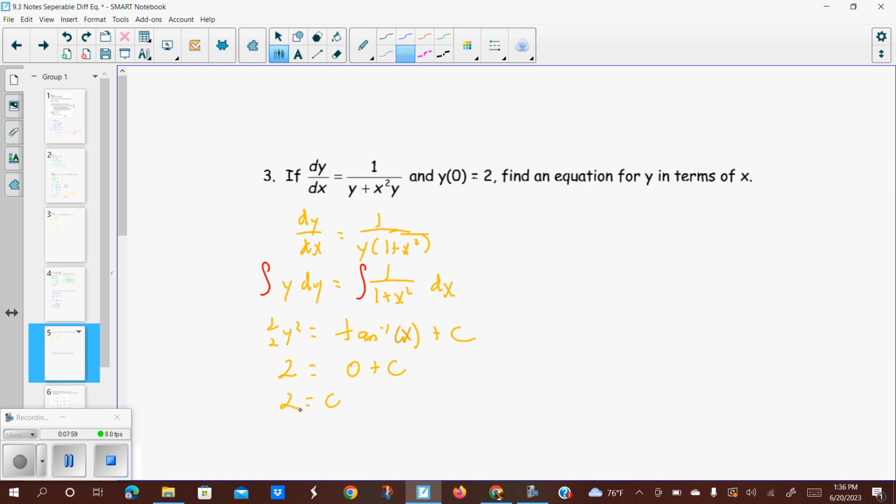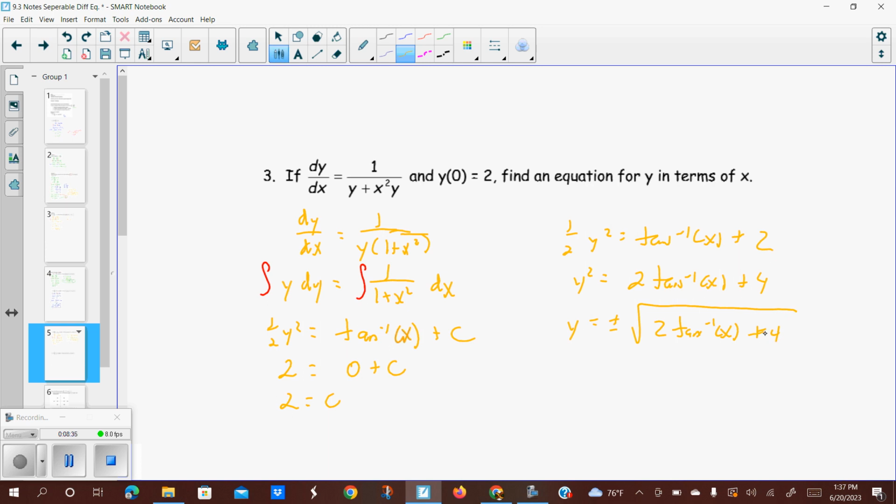So now let's go ahead and plug that back in. 1/2 y squared equals inverse tangent of x plus 2. Solving for y, we'll multiply everything through by 2. y squared equals 2 inverse tangent of x plus 4. And then take the square root. Once again, it is a square root, so we do the plus or minus of the square root of 2 inverse tangent of x plus 4.